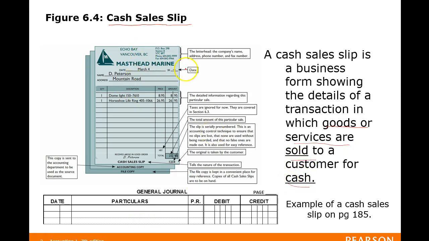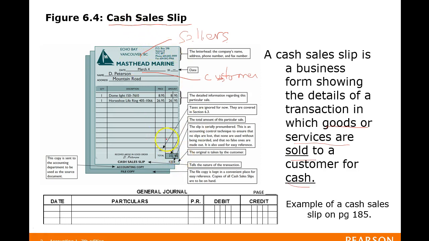So let's look at the parts of it. So we have the letterhead. This is the seller, okay? This is the person who sells the item. This is the customer, D. Peterson. Oh my goodness, I can't type or write. This is the customer. We have the date, which is March the 4th. We have the details of what was purchased, the quantity, the description, the price, and the amount. And then we have the total amount that is owed.